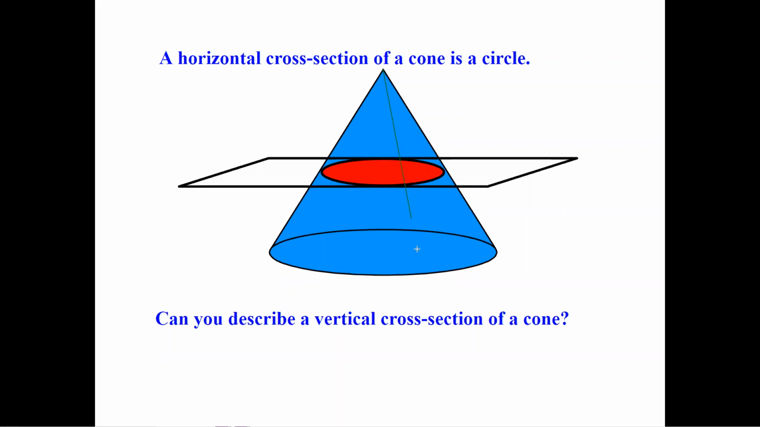Hopefully you saw that it looks a little, let's do it bigger. There we go. Hopefully you see it looks a little bit like that, which looks an awful lot like a triangle because it is a triangle. So the vertical cross section of a cone is going to produce a triangle.